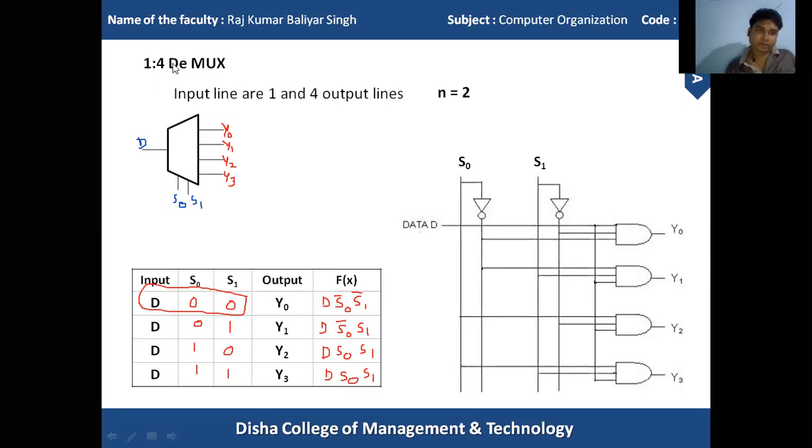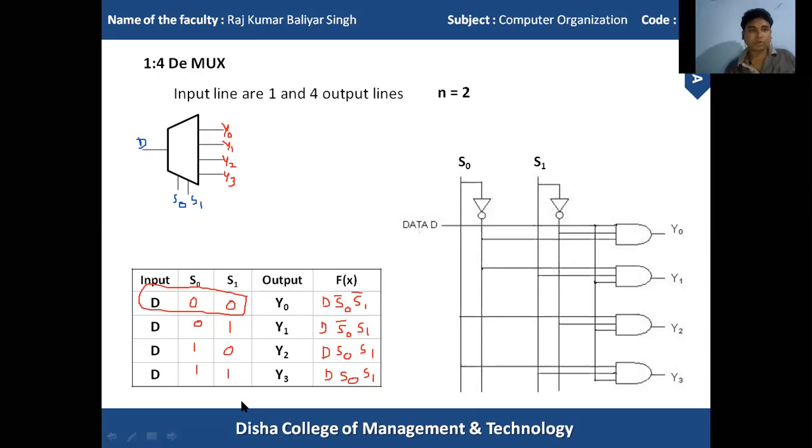So similarly we can create 1:8 DMUX, 1:16 DMUX, 1:32 DMUX. See, in the case of 1:8 DMUX, we have three control lines. So if we have three control lines, how many sequences do we have? We can have 8 sequences, that is 2 to the 3 equals 8. So the excitation table will contain 8 control line sequences.